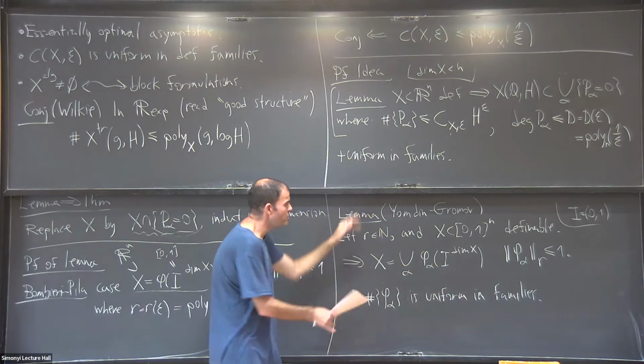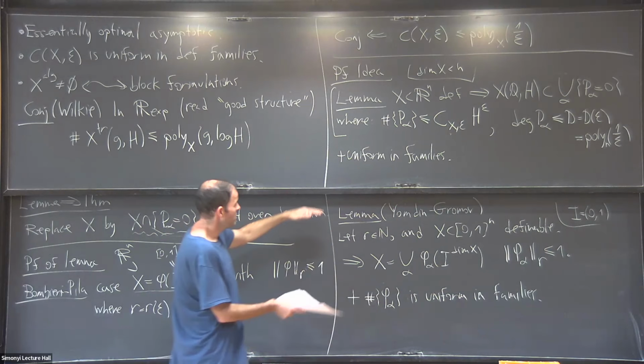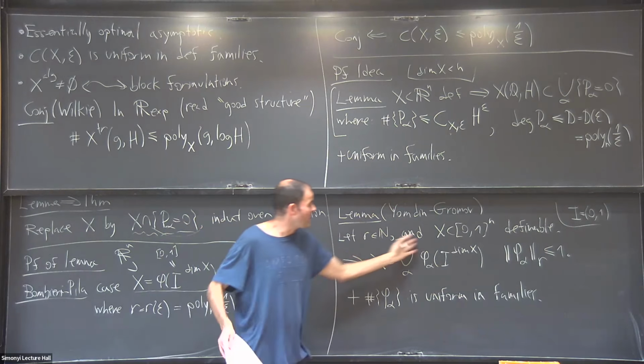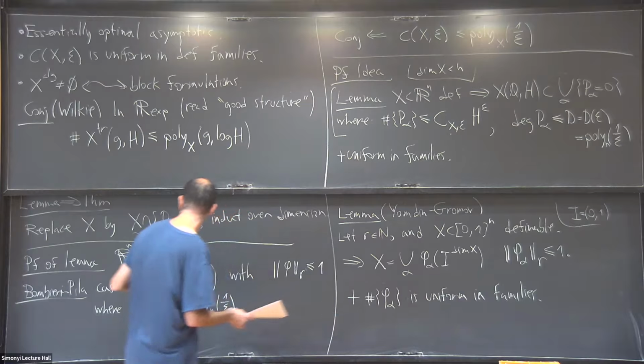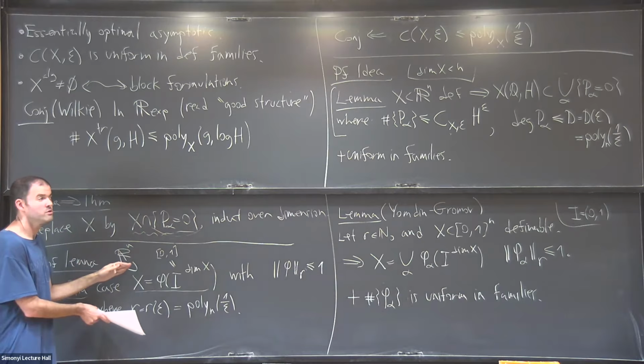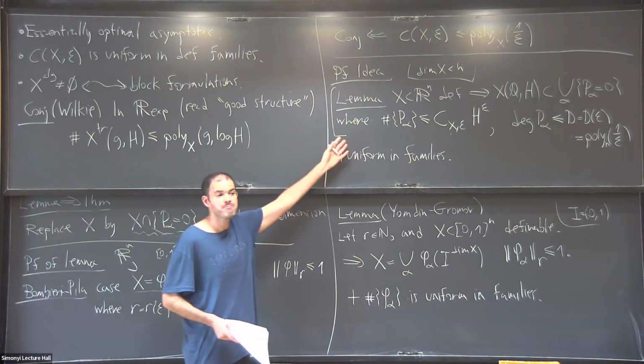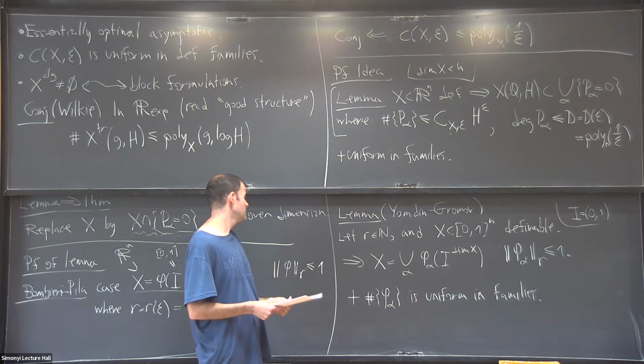So with this lemma, you can finish the proof. Now whenever I'm given a set, I can cover it in this way, and then I can reduce to this Bombieri-Pila step, and then this will give me this lemma. This is roughly how things work.